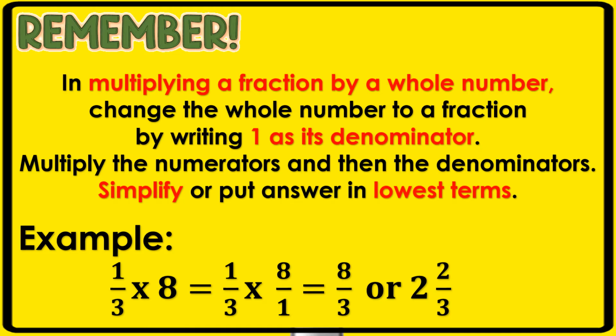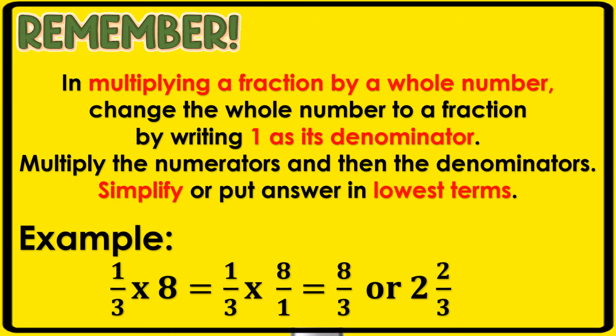Remember, in multiplying a fraction by a whole number, change the whole number to a fraction by writing 1 as its denominator. Multiply the numerators and then the denominators. Simplify or put answer in lowest terms.